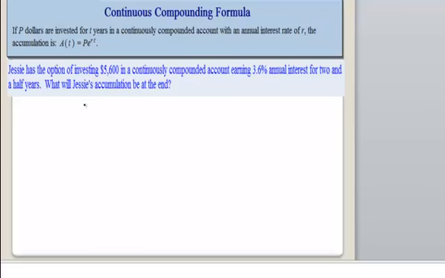So looking at this problem, Jessie has the option of investing $5,600 in a continuously compounded account earning 3.6% annual interest for 2.5 years. What will Jessie's accumulation be at the end? So we're actually looking for A again. And the time is 2.5 years. The principal is what he's starting with, which is 5,600, times e to the R, which is 0.036, times T, which is time, or 2.5 years.